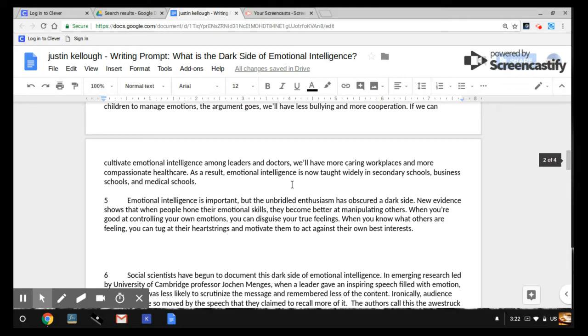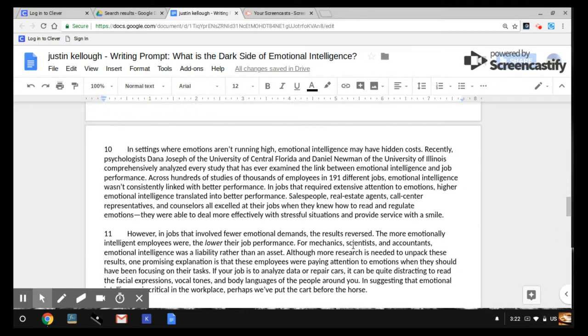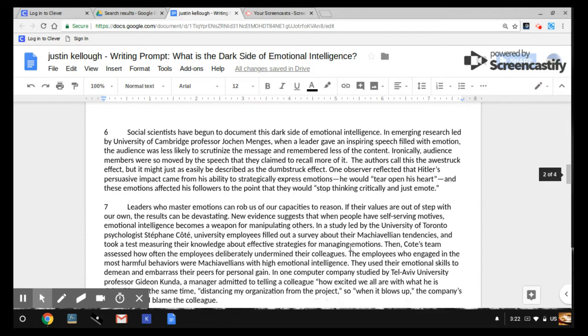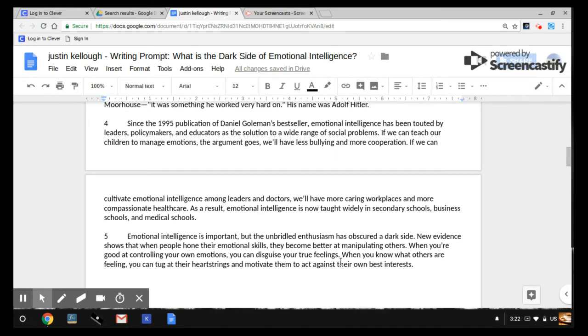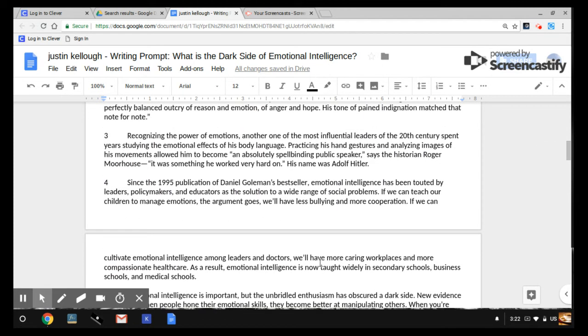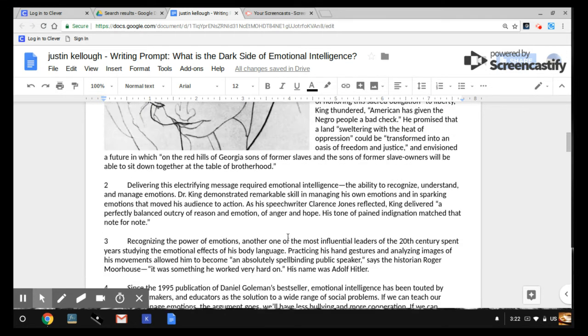If this is Mr. Kello's assignment, and he's looking through this article to try to find the negatives of emotional intelligence, then he's going to need that, because what else is he going to write about? He's not making it up himself.